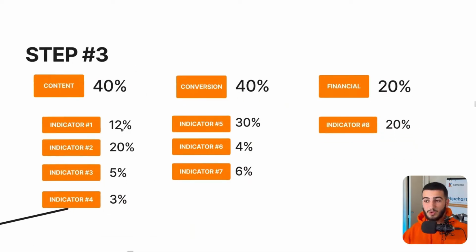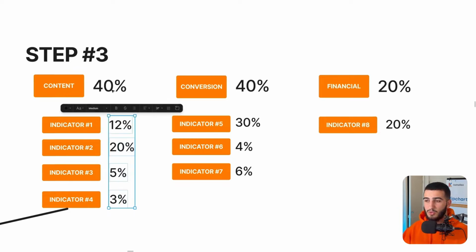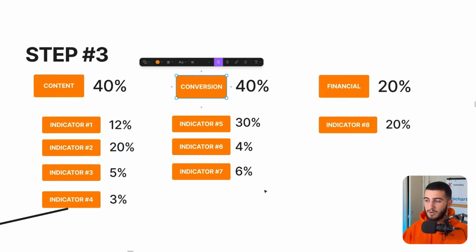Once you've assigned a percentage to the different sections, you just want to do the exact same thing for the individual indicators. And obviously, they're going to be made up of the total amount in the section. So, for example, in the content KPIs, let's say you're tracking 4 different KPIs, these should all add up to 40%. Same thing for the conversion KPIs.